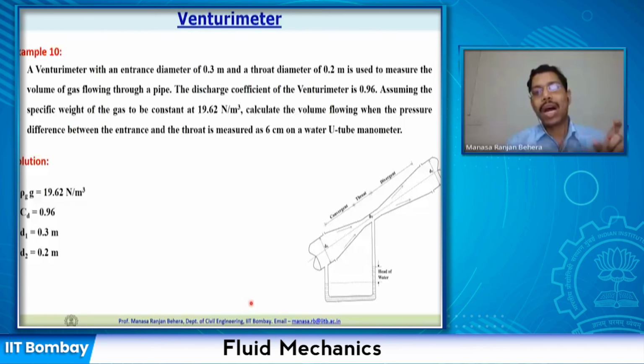D1, the diameter of the pipe at the entrance, is given as 0.3 meter, and the diameter at the throat is given as 0.2 meter. Okay. So with these parameters, if we want to find out the discharge, what we need to know is the differential pressure. Now the differential pressure is already given as 6 centimeter, but let us not take that as such.